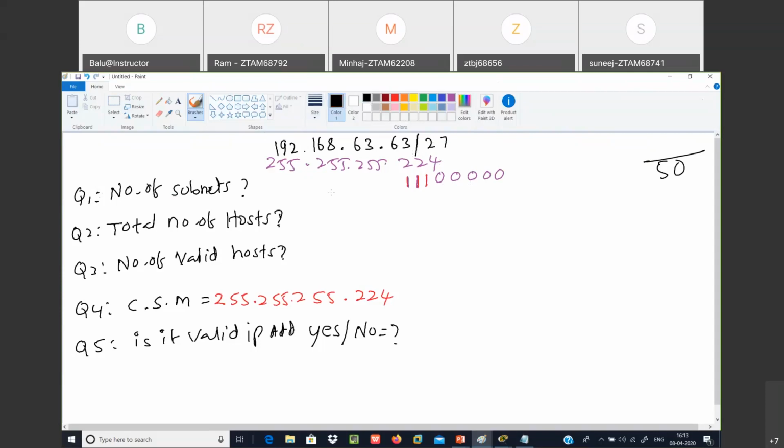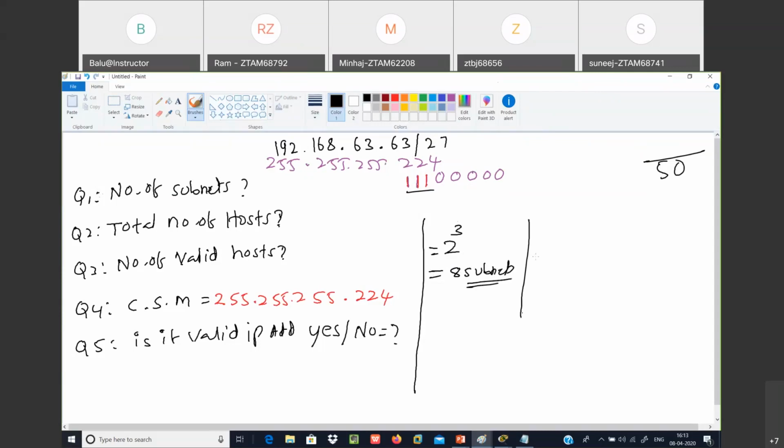So what is the first question, guys? Question number 1 is the number of subnets. The number of subnets is 2 power number of network bits. How many network bits are available here? 3. So 2 power 3 is 8. 8 subnets is the answer.